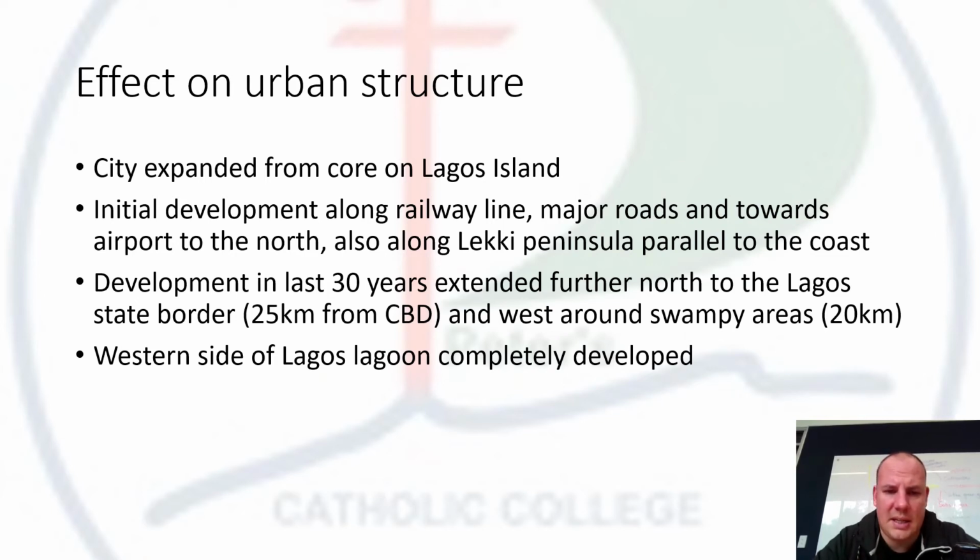So the city has expanded from a core on Lagos Island, which is what I showed you in that previous map. Initial development along the railway line, major roads, and towards the airport to the north, also along the Lekki Peninsula parallel to the coast. Development in the last 30 years extended further north to the Lagos state border, 25k from the CBD, and west around swampy areas 20 kilometres. Western side of Lagos Lagoon completely developed now.